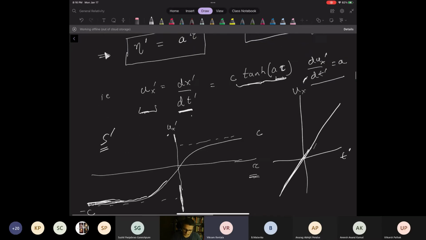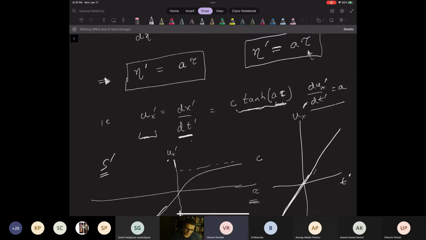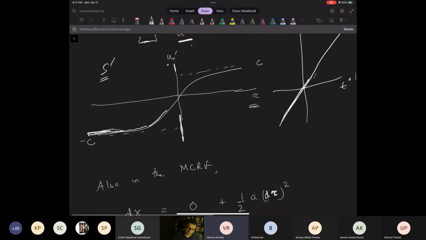Now, the only thing is, here we found an expression for the velocity. What we'd like to do is find an expression for the actual trajectory of the particle. That is, we'd like to find x prime and t prime parametrically, maybe as functions of tau, because tau seems to be a good parameter to use to get the trajectory.